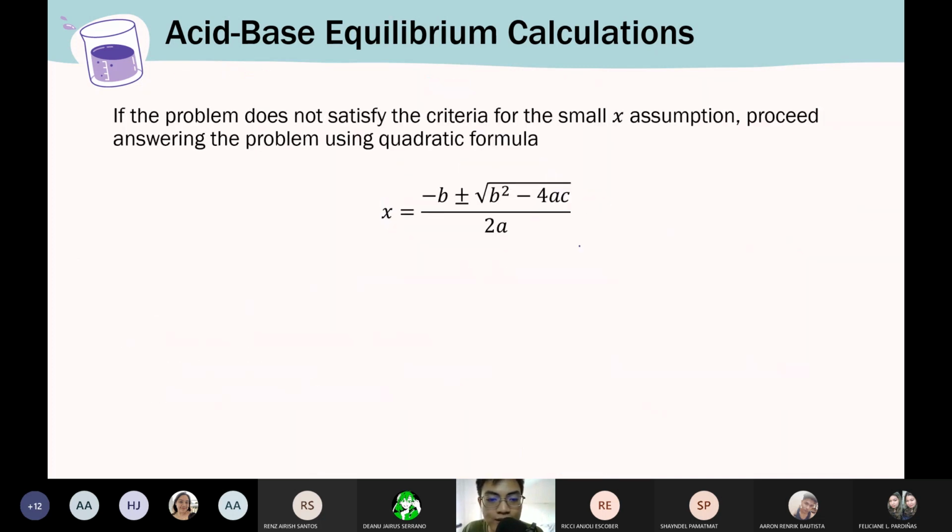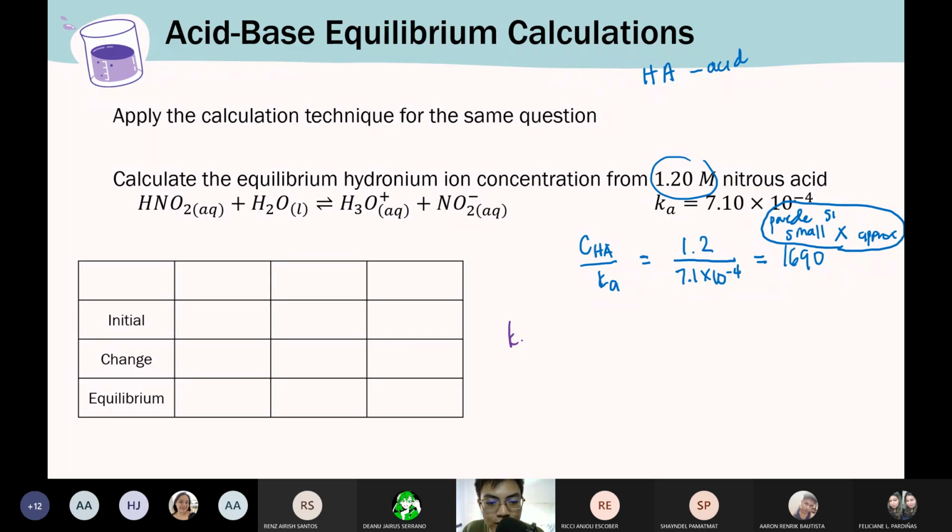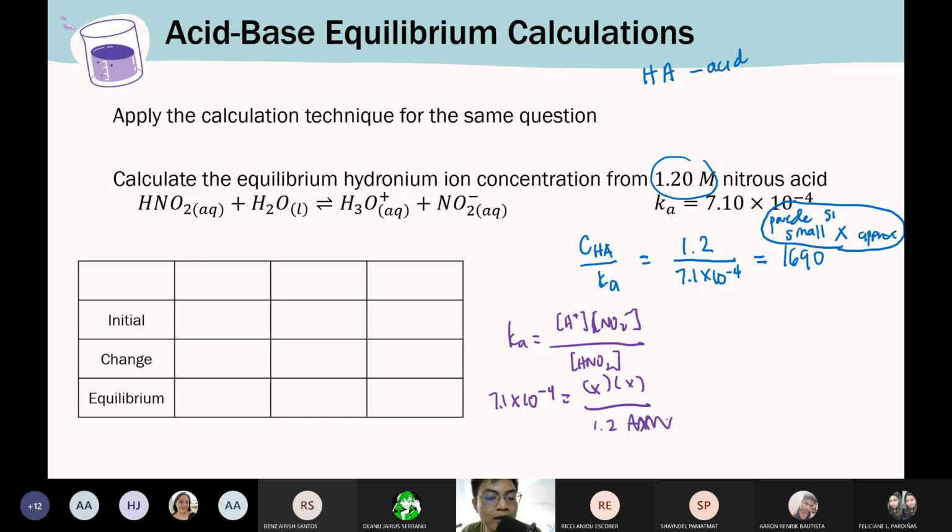So, let me just copy this na. So, di ba, ito yung Ka natin. So, concentration ng H+, NO2 minus, HNO2, and 7.1 times 10 raised to negative 4. Ito, x times x. Then divided by 1.2 minus x. Ang pinaka-goal netong shortcut na ituturo ko is that when the ratio of acid and the Ka is greater than 1,000, this minus x term here below can be omitted.